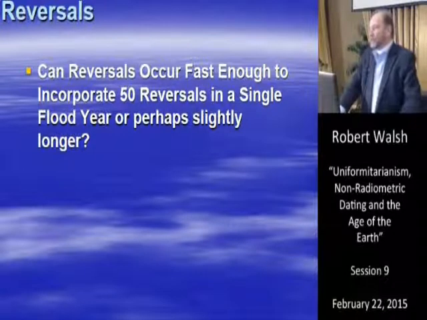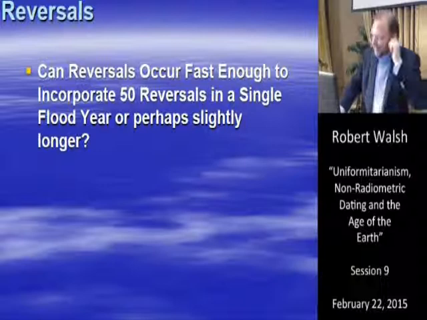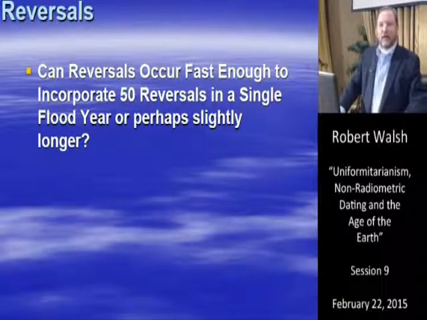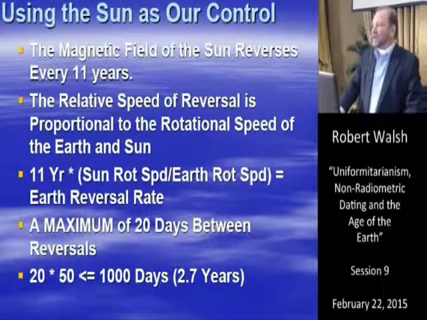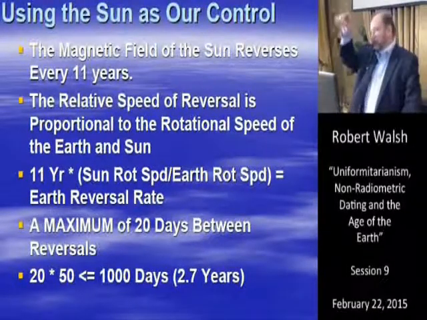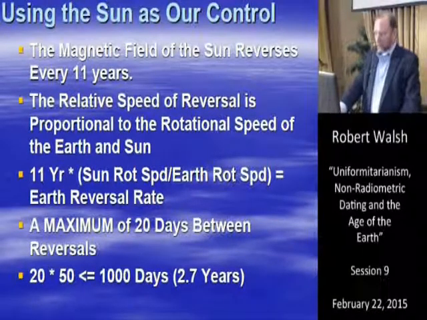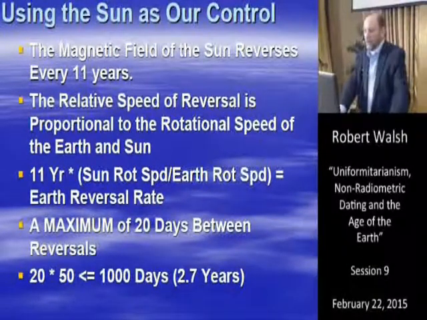But the question is, if this model is true, can it account for at least or roughly 50 reversals in this flood year? Well, the magnetic field of the sun reverses every 11 years. I don't know if everybody knew that. But the sun actually reverses its field every 11 years. So every 22 years, it runs its whole gamut, right? So it's also proportional to the rotational speed of the Earth and Sun.